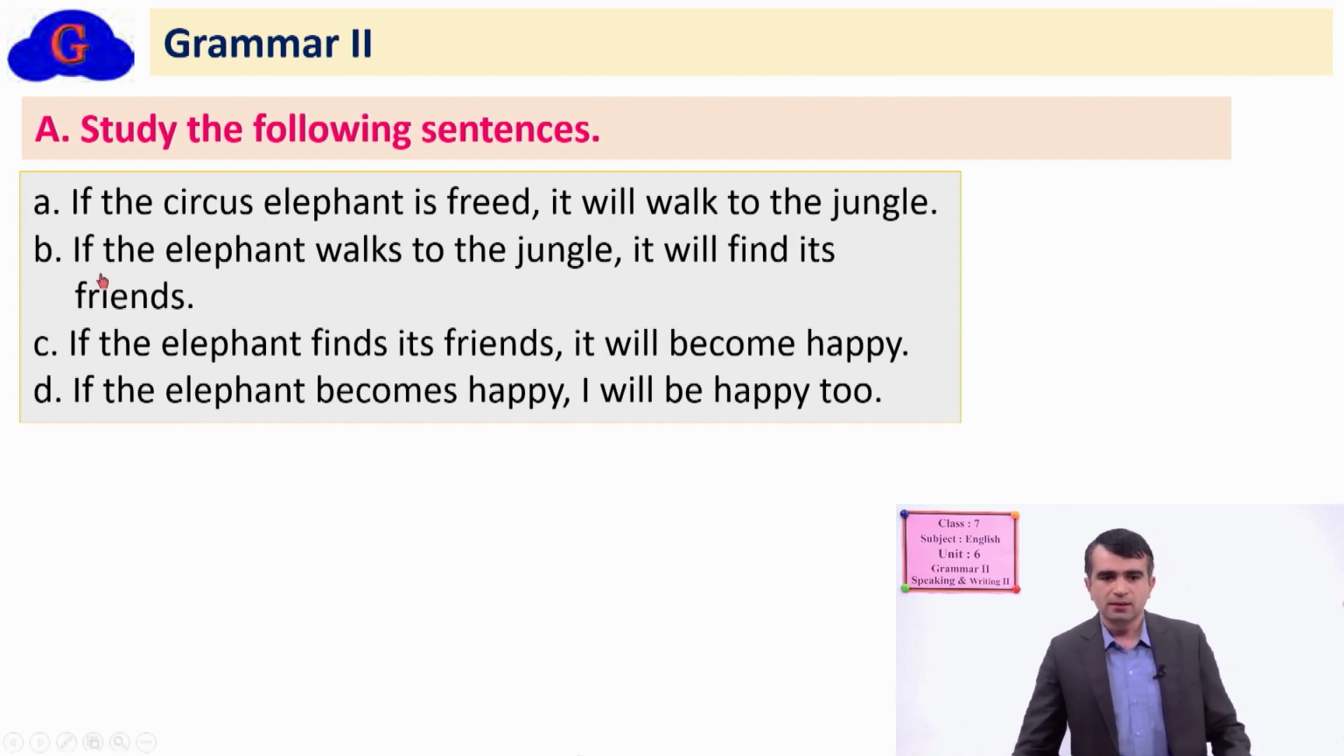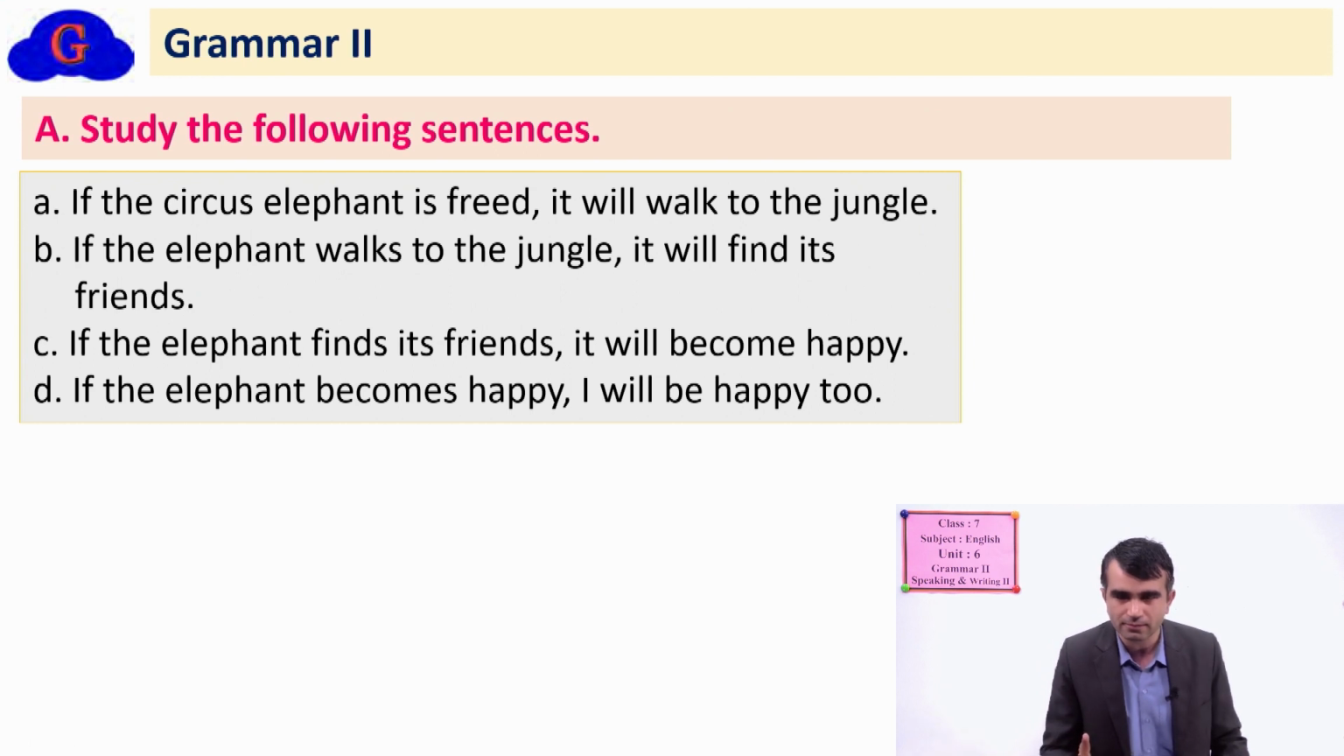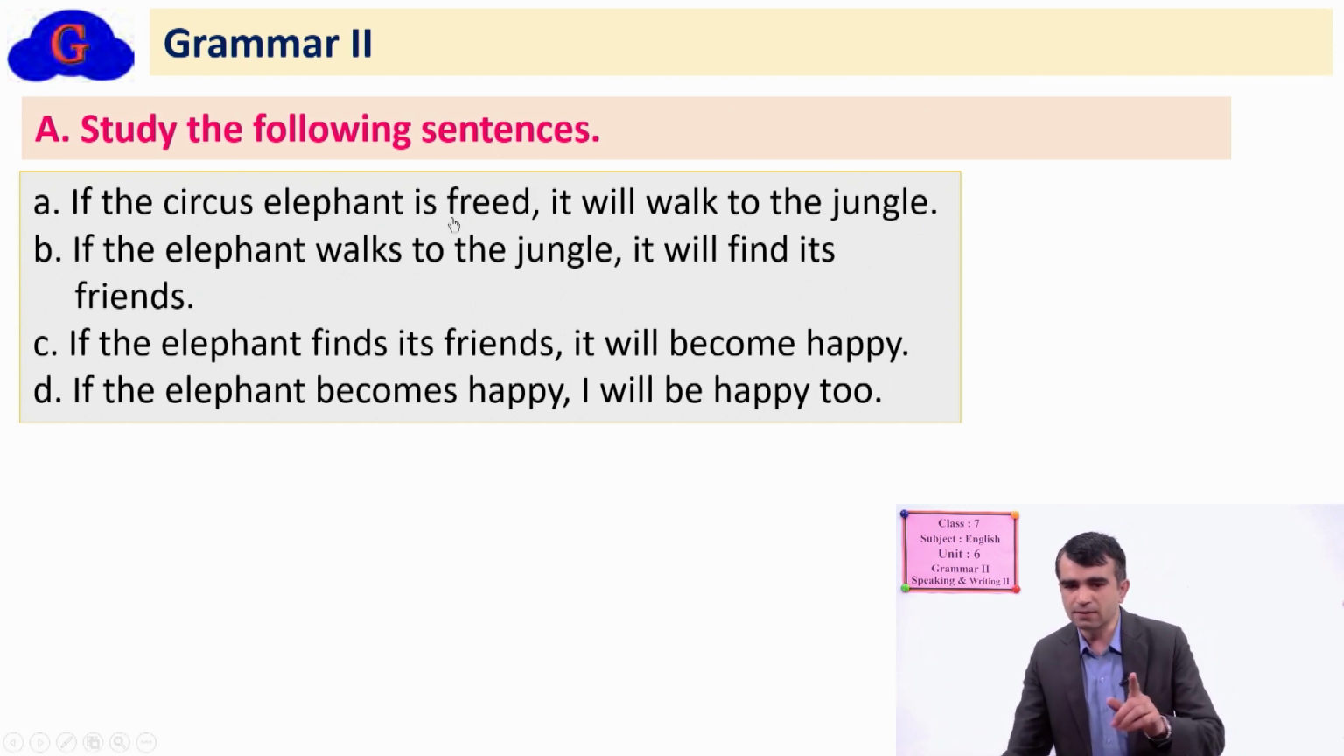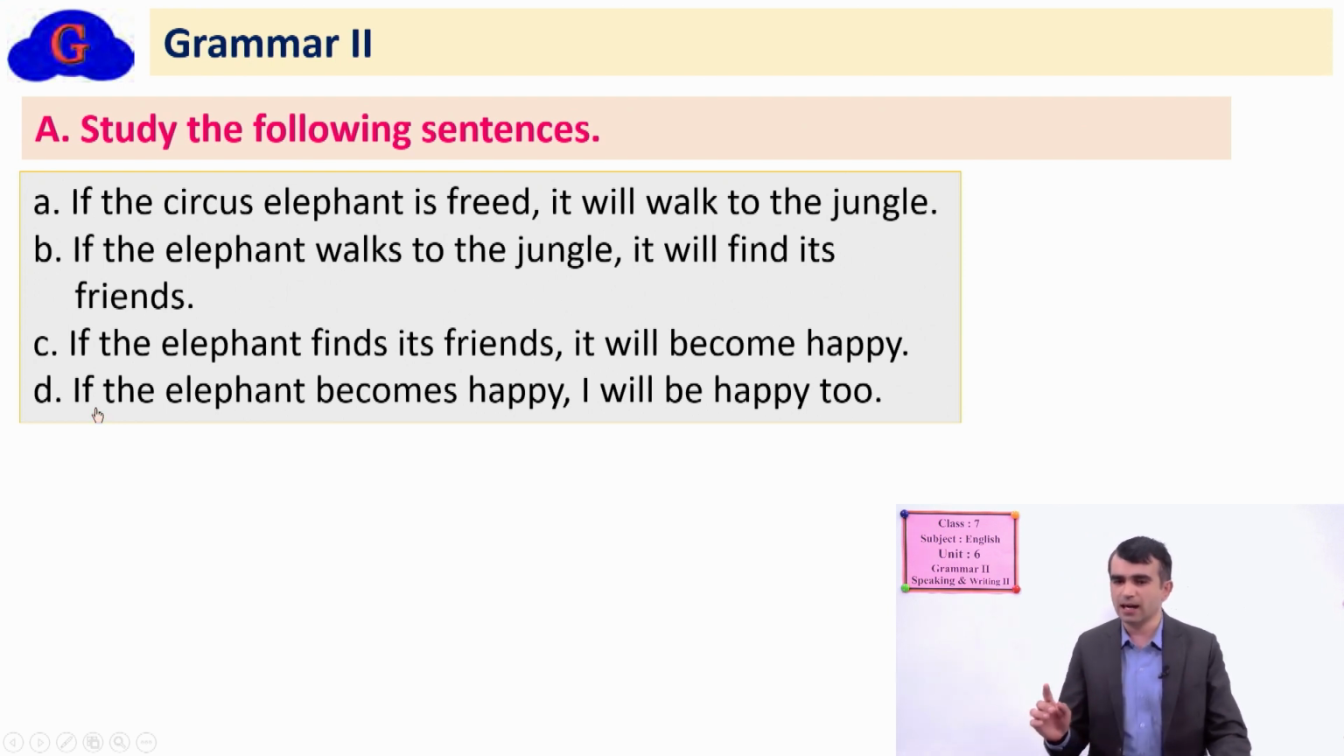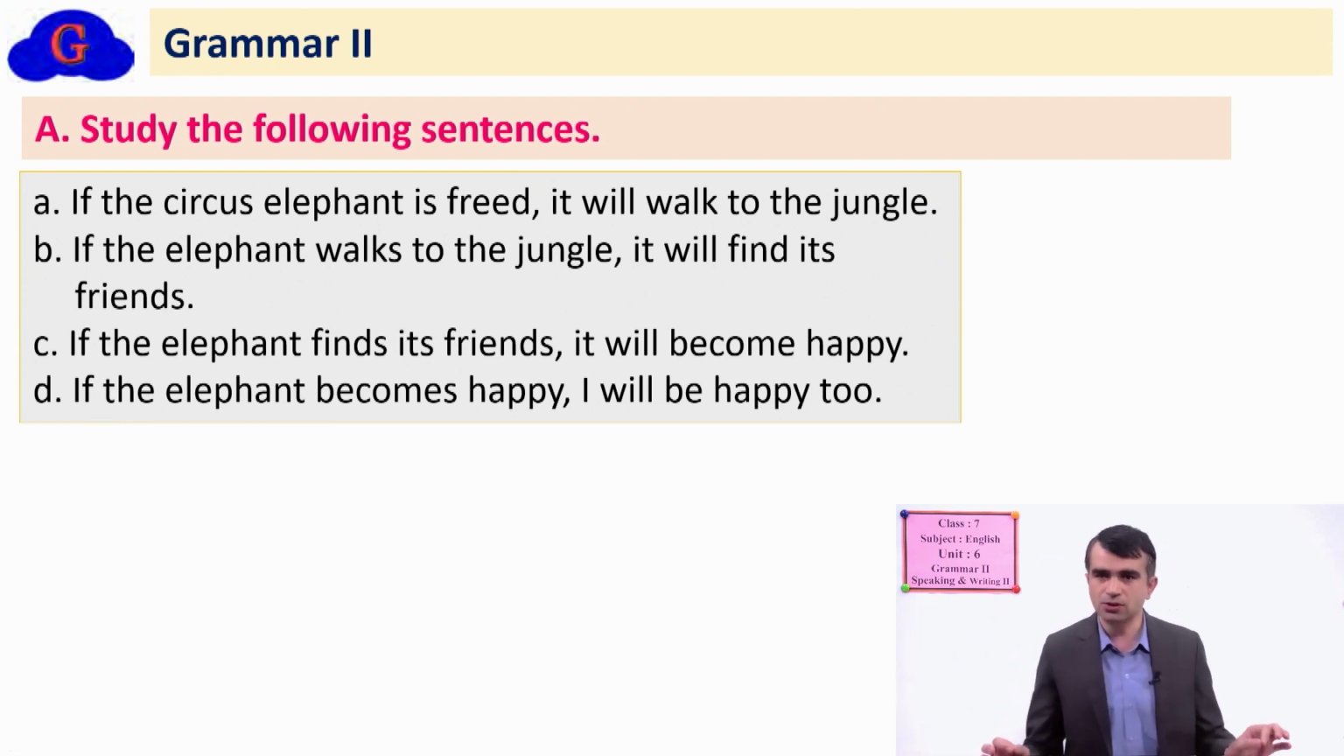What is given is, if the circus elephant is freed. Do you remember the circus elephant we did last time? Yes, very good. If the circus elephant is freed, it will walk to the jungle. Second sentence, if the elephant walks to the jungle, it will find its friends. Third, if the elephant finds its friends, it will become happy. And last sentence, number D, if the elephant becomes happy, I will be happy too.